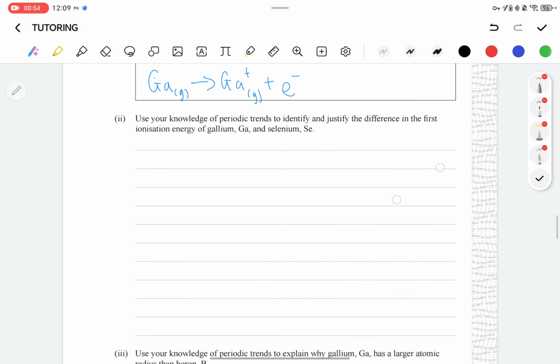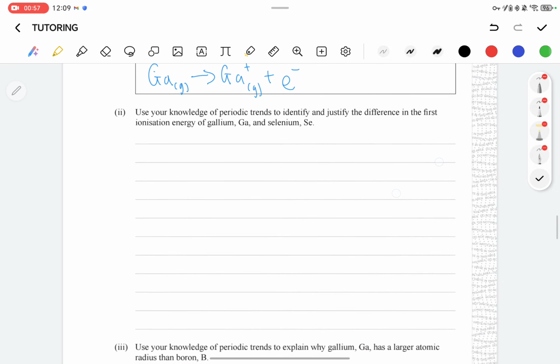Thank you. So we are asked to use our knowledge of periodic trends to identify and justify the differences in the first ionization energy of gallium and selenium. We're going to pass this on to Eric for some more insights and fun facts. Alright, so let's justify the difference in the first ionization energy between gallium and selenium.